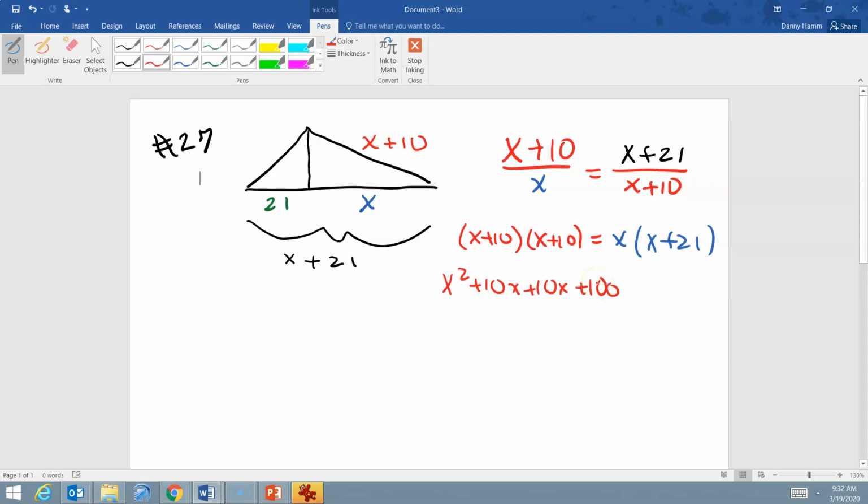So we distribute that. So x times x is x squared. X times 10 is 10x, two times, and 10 times 10 is 100. And then on the other side, we just have x times x is x squared, and x times 21 is 21x.